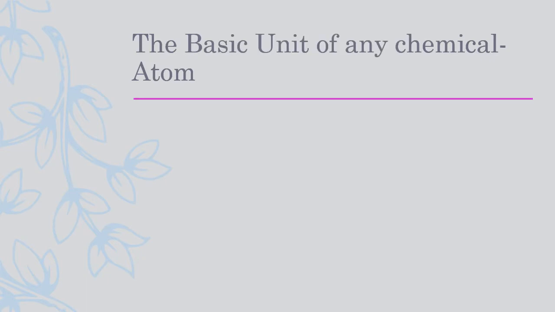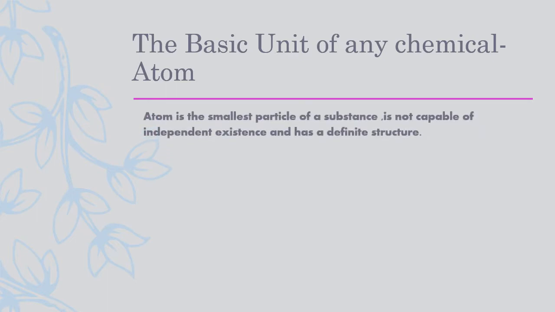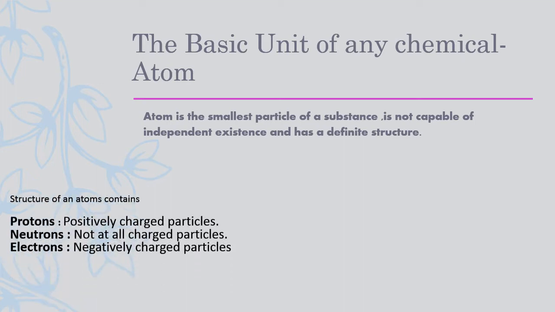So let's start. The basic unit of any chemical is an atom. So basically an atom is the smallest particle of a substance. It is not capable of any independent existence and has a definite structure.